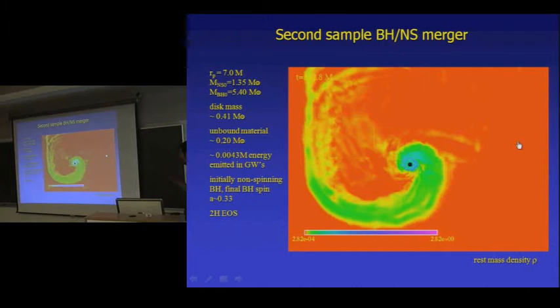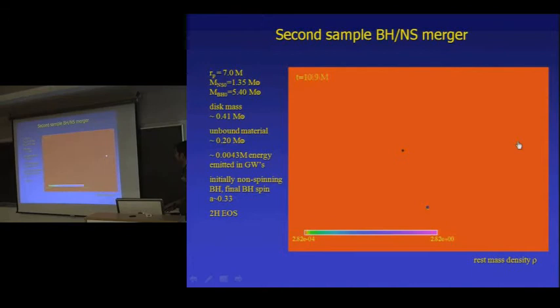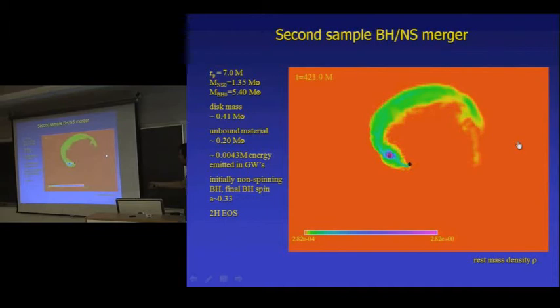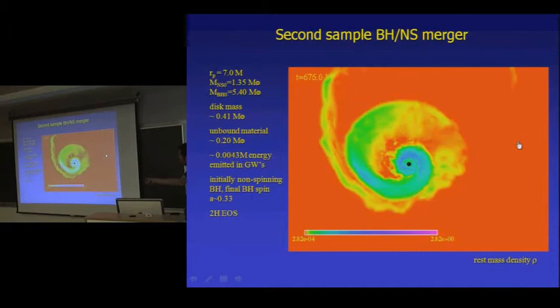We're not doing radiation or anything like that, but you can imagine there could be some very interesting electromagnetic signals associated with it. First, as it's being disrupted, a lot of material is flung off into the tidal tail. This also looks like a severely non-linear f-mode. Then notice the second tidal tail is going to collide with the first one. A lot of interesting dynamics.